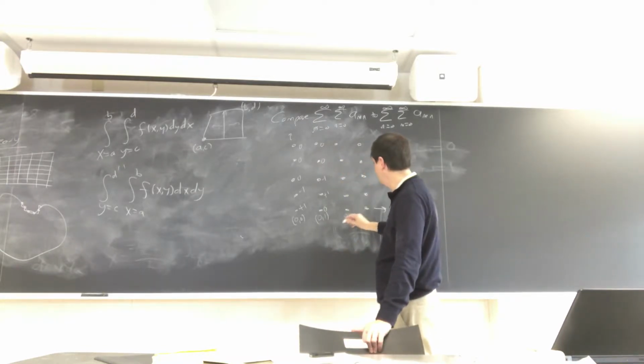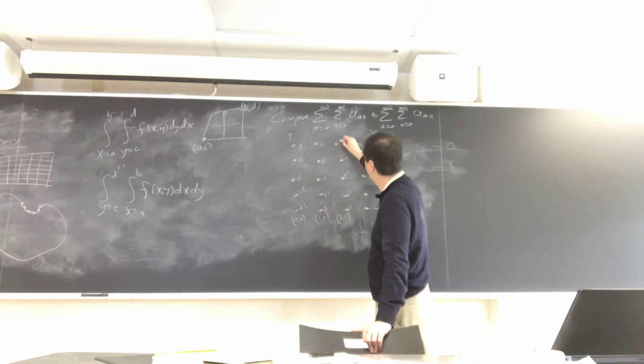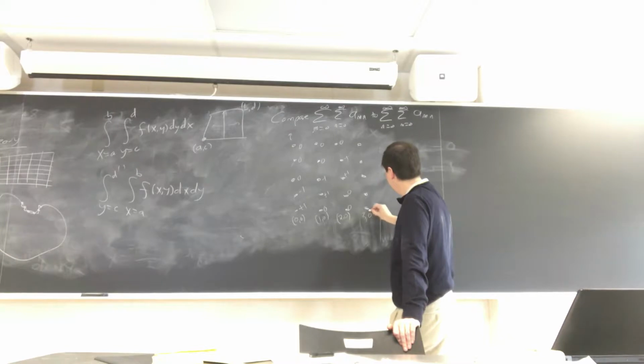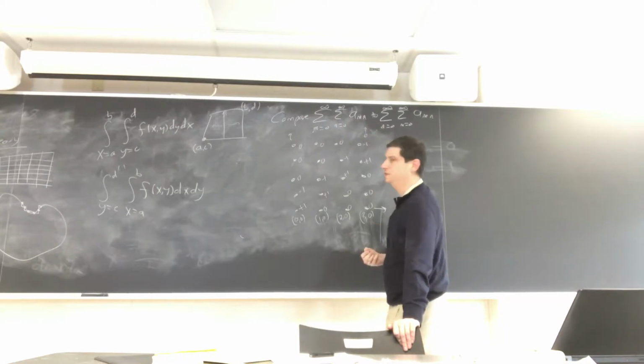This is the point 1, 0, sorry. This is the point 2, 0. It's going to be 0, 0, plus 1, minus 1, 0 for all eternity. Next one is going to be 3, 0. It's going to be 0, 0, 0, plus 1, minus 1, 0 for all eternity.